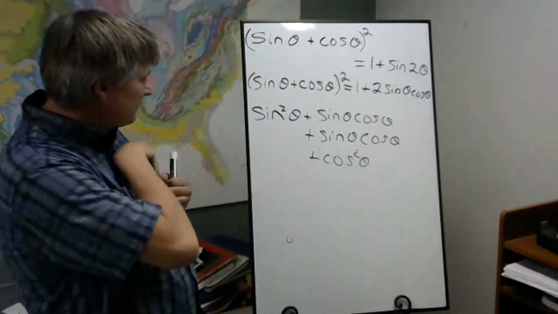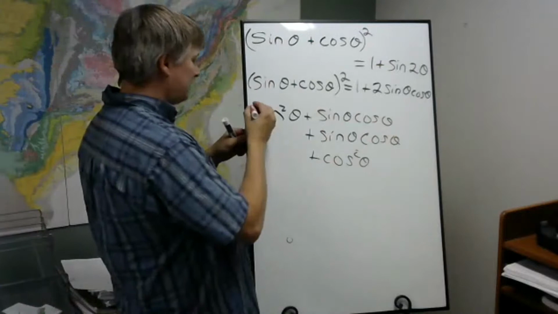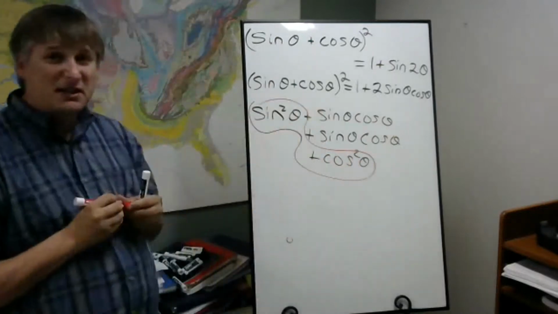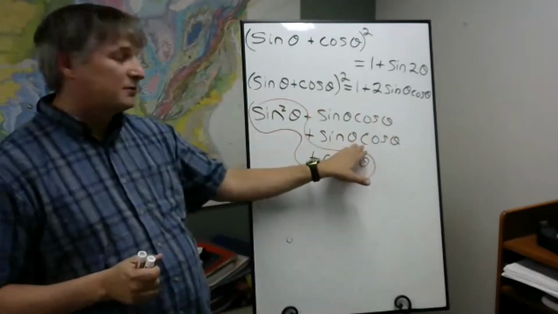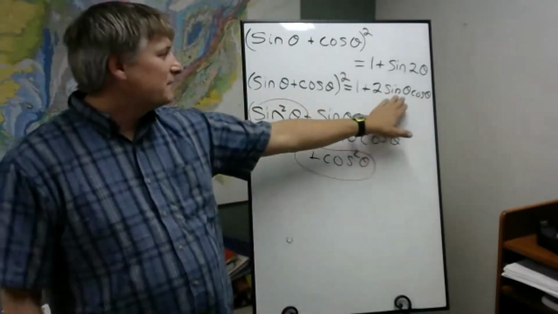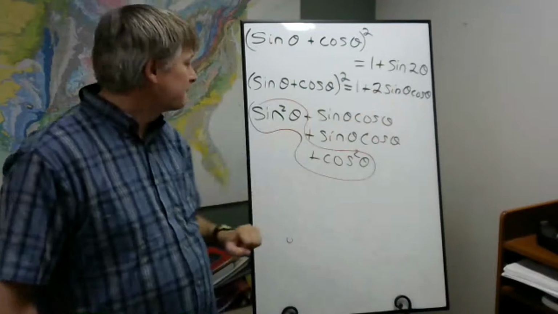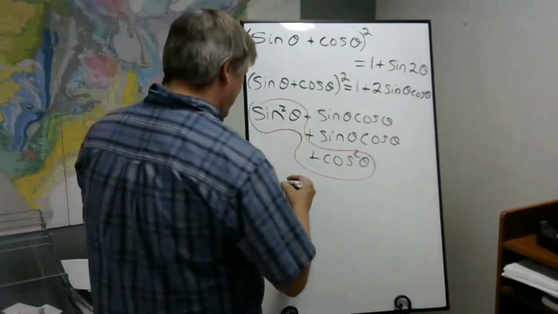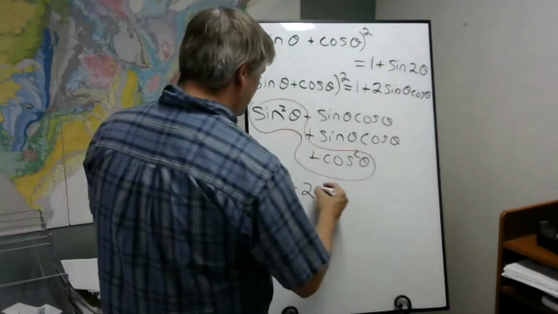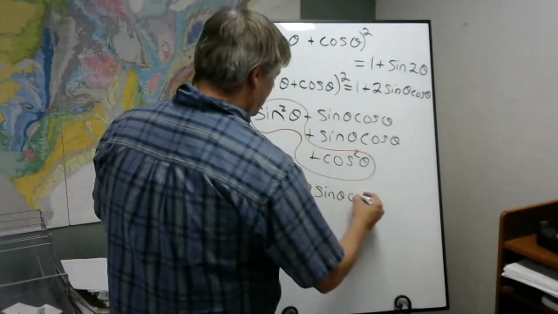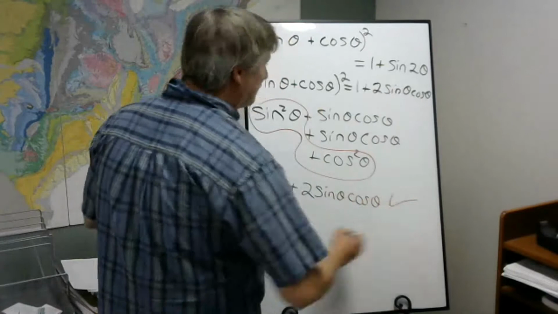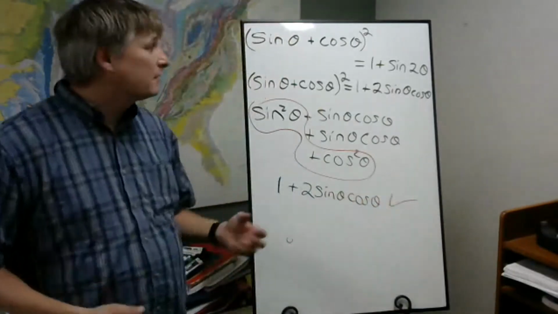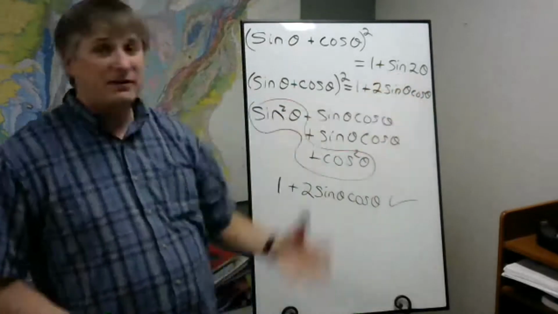So this is the key thing. These we have two of. So that's going to give us our 2 sine theta cosine theta. These will combine to 1. And so we'll get 1 plus 2 sine theta cosine theta. And that's it. Now the key step here, this is something we have an identity for.